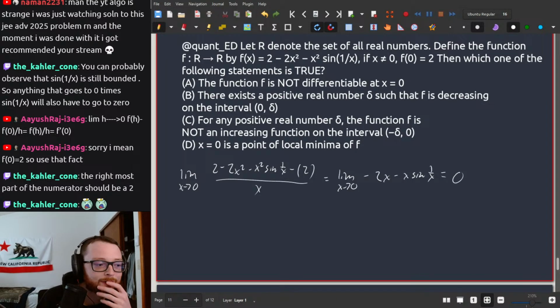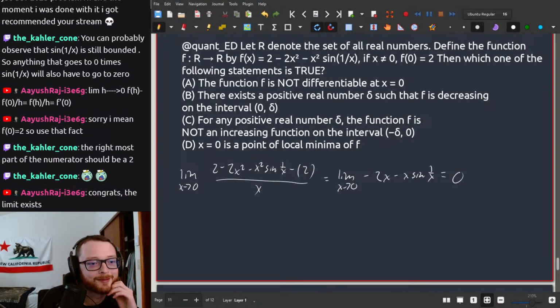And so that's 0. So the derivative, it is differentiable at x equals 0. Annoyingly. Positive real number delta such that f is decreasing on the interval (0, delta). Well, we know the slope is initially 0 when x equals 0, but they're talking about the open interval.